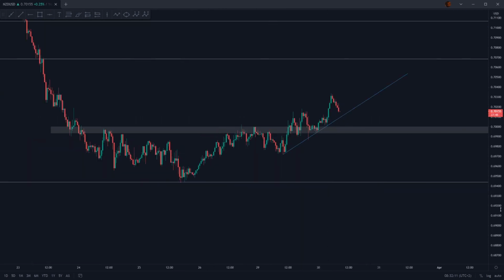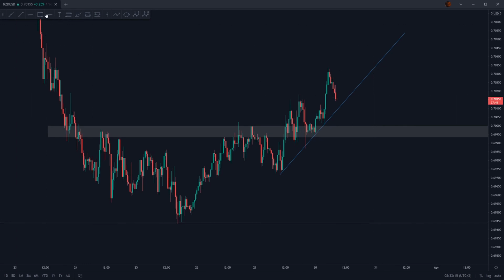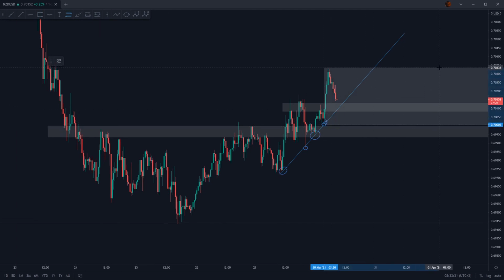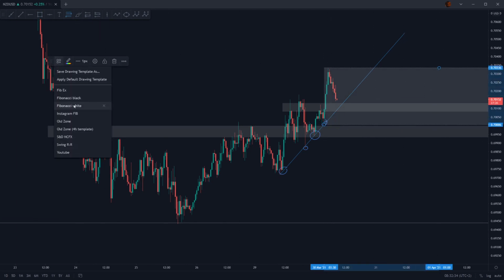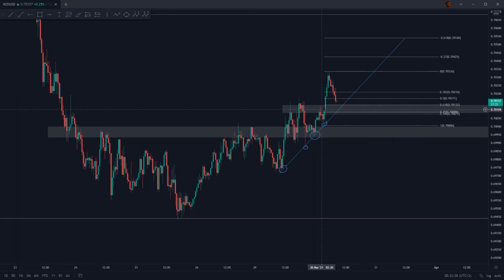Then if we go to the even lower time frame, we can draw in the structural line, which aligns perfectly with these lows. And now we're currently looking towards a potential long. If we can retest and hold this level over here, draw in our fib. So yeah, 618 aligns perfectly with this zone that I just drew in.